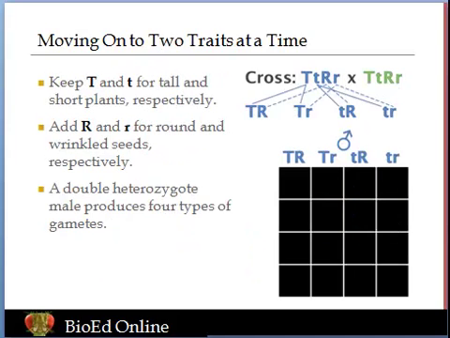Just to expand on this so you're aware, Punnett squares can be expanded, and you can actually consider two traits at a time in this particular Punnett square. The two traits being looked at are again tall, capital T for the tall dominant gene, lowercase t for the recessive short height in plants. And then you can also add on, in this case, an uppercase R and a lowercase r for round and wrinkled seeds respectively.